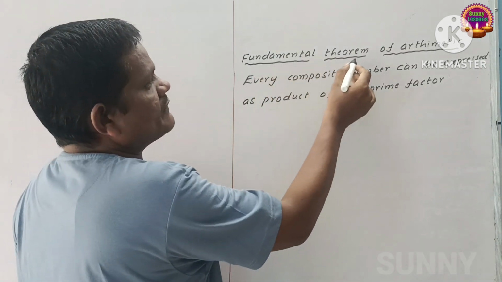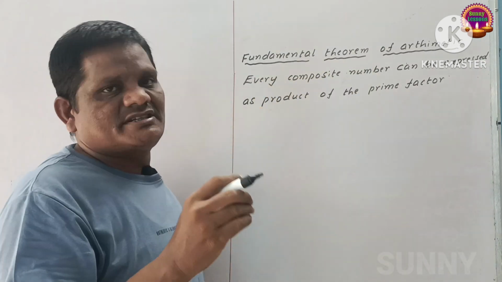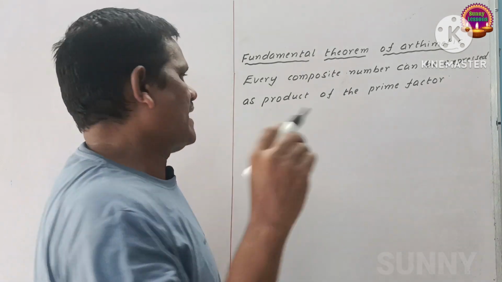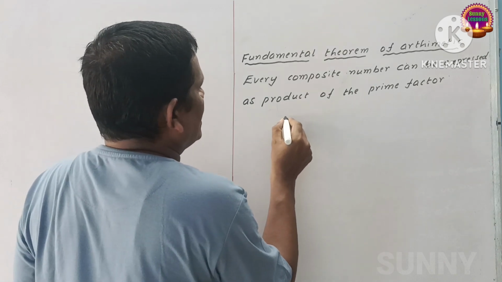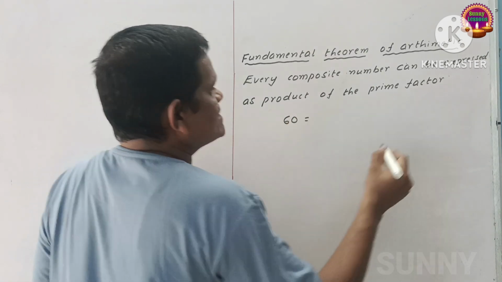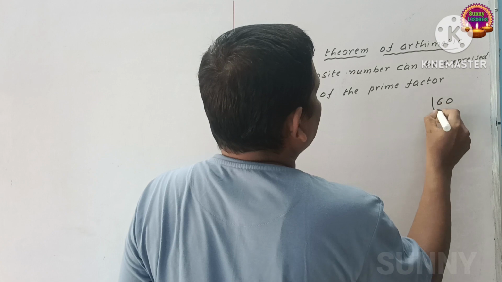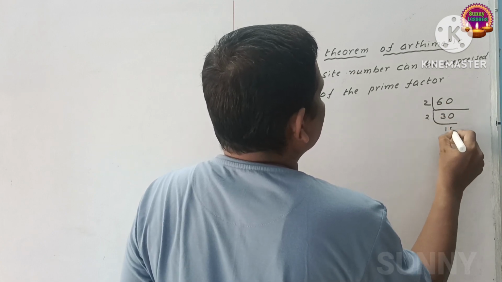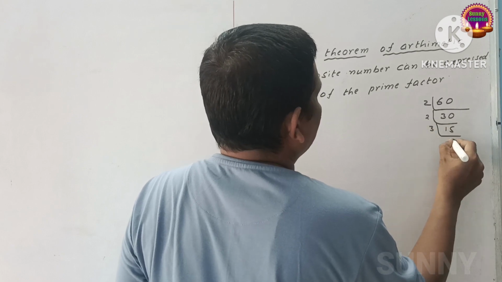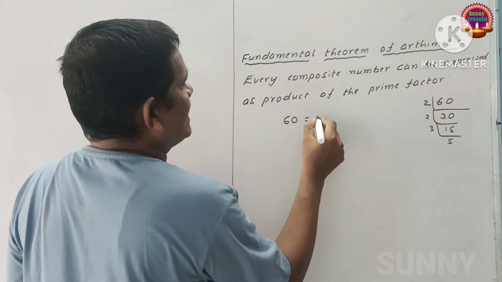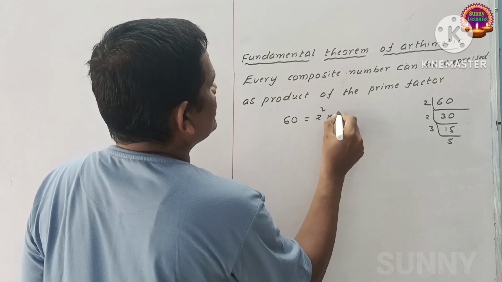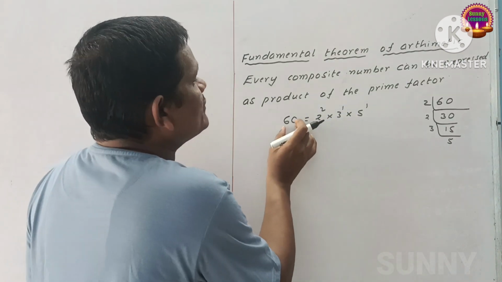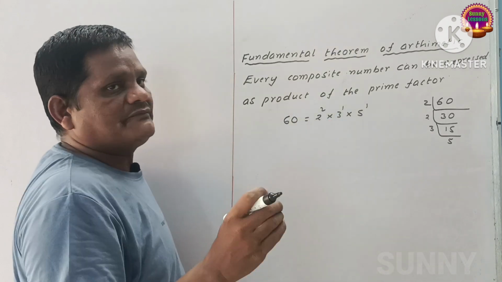The fundamental theorem of arithmetic: every composite number can be expressed as a product of prime factors. For example, take the composite number 60. We can write the factors of 60: 2 times 30, 2 times 15, 3 times 5. So 60 we can write as 2 square into 3 to the power of 1 into 5 to the power of 1. So 60 is written as a product of prime factors.